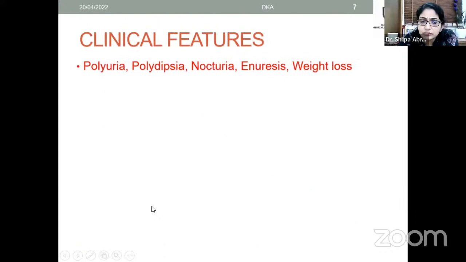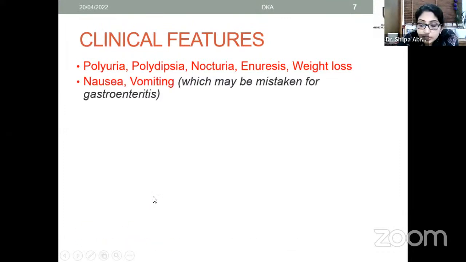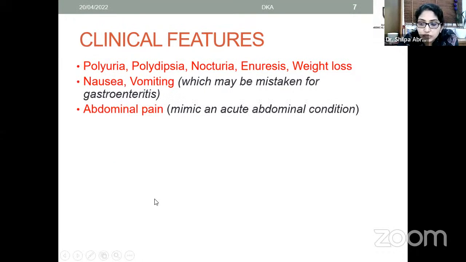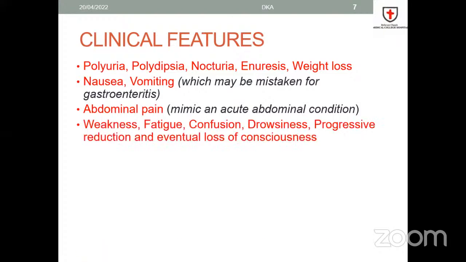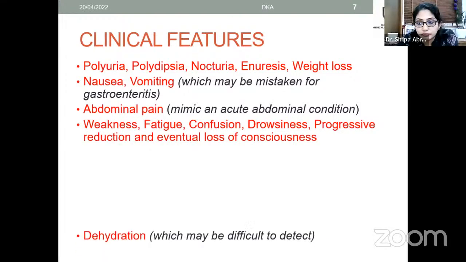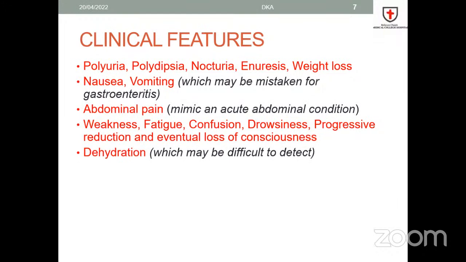Coming to the clinical features, it's very obvious: polyuria, polydipsia, nocturia, enuresis, weight loss. These are the features of diabetes. Nausea, vomiting. In DKA, nausea and vomiting may be commonly mistaken for gastroenteritis, and abdominal pain may mimic an acute abdominal condition. Then features of weakness, confusion.